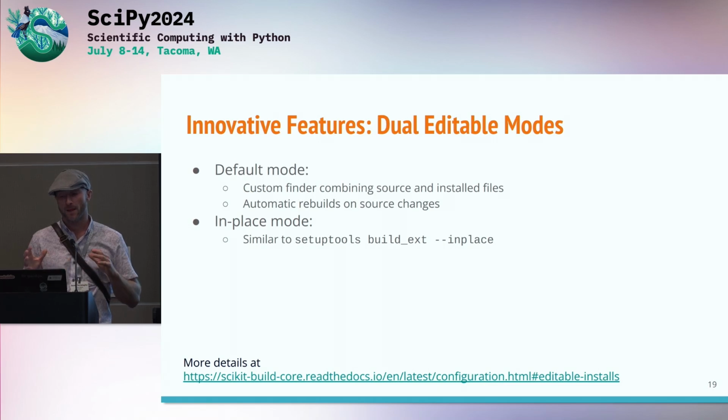We also support the traditional in-place mode, where we build the artifacts in your source tree, and in some situations that will be helpful. The con of that approach is that you cannot test different builds of your wheels at the same time, because you have everything in your source tree.